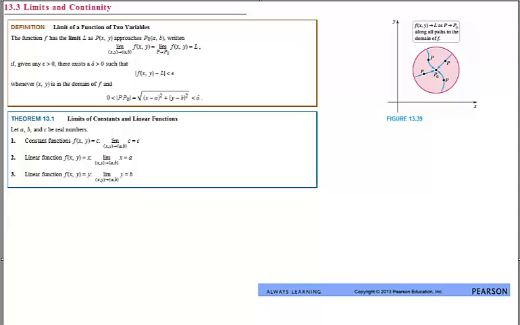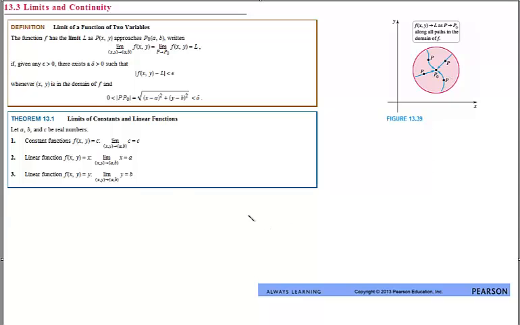So we're going to be looking at some point, and we're going to find the limit as, let's say, P approaches that point, and we need to find out what that is as it approaches it from all directions and not just one direction.